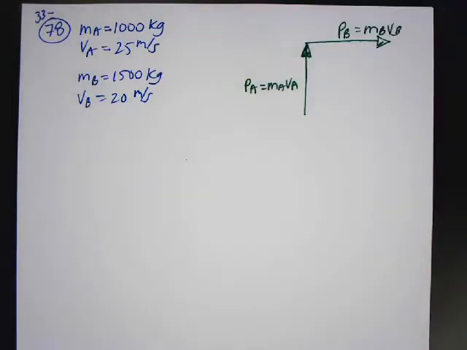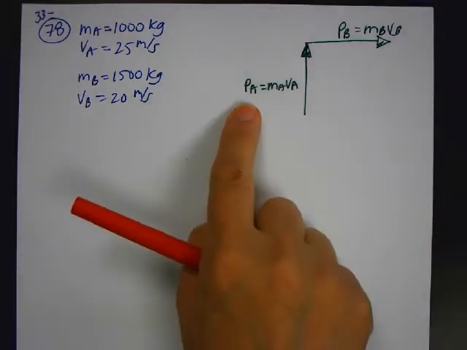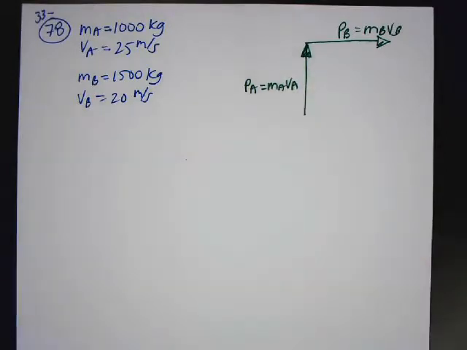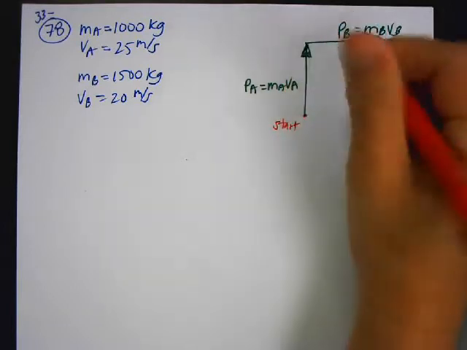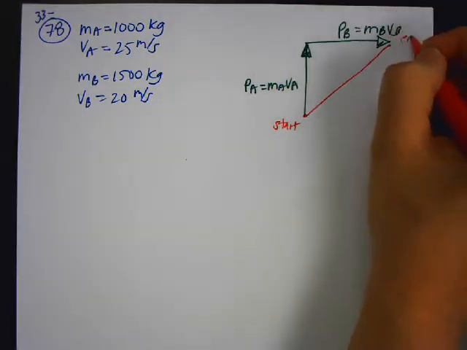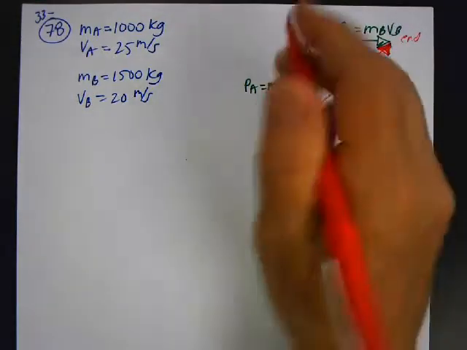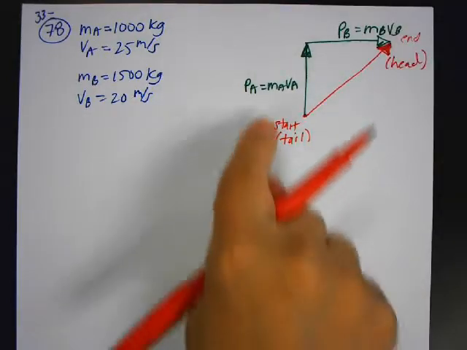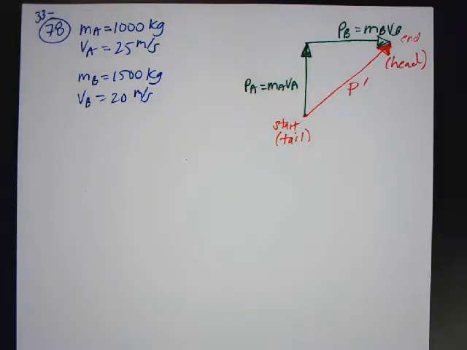So then the question says, determine the magnitude of the system's resulting velocity and the direction. So this is the momentum of A before collision. This is the momentum of B. To find the resultant, because they're going to stick together, it's perfectly inelastic, I'm going to find the resultant by adding my vectors head to tail. So this is where I start, and then this is where I end up. So it's important to draw the arrows correctly. Where I start is the tail, and where I end up is the head. So this is PA, this is PB. This vector is going to represent the combined momentum P prime.